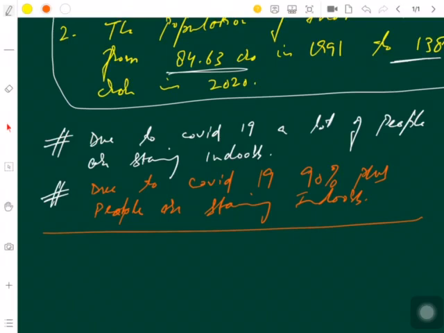Exactly, my dear, you are very much right. Mere a number does not make statistics. COVID-19 is a name. It doesn't make any difference that it has a number in it, 19. It's a name. But COVID-19 and 90% people are staying indoors, this is statistics. So this is statistics while this is not.